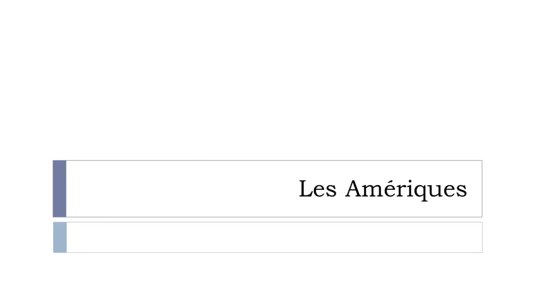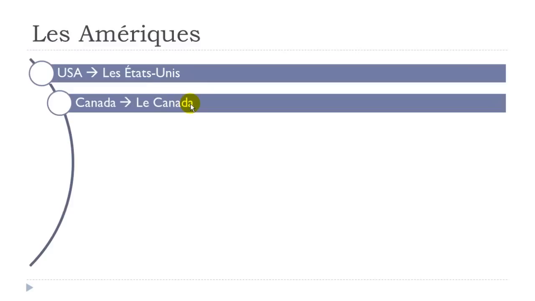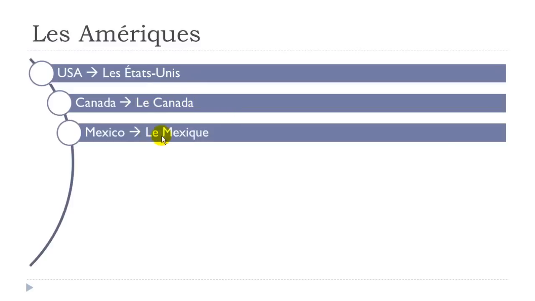Les Amériques. So let's see now. Les États-Unis. Okay, if we make every link, we'll have it here and then here. Les États-Unis. Le Canada. Le Mexique. X, Mexique. It's really the X. Le Mexique. And then remember this Q, U, E, it's only K. Mexique. Okay.